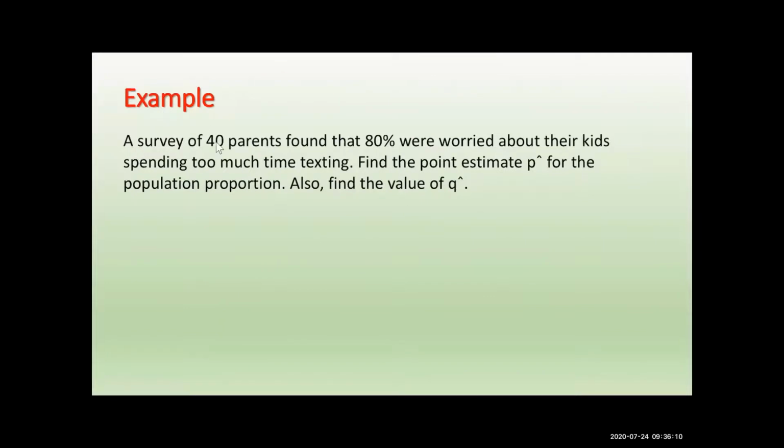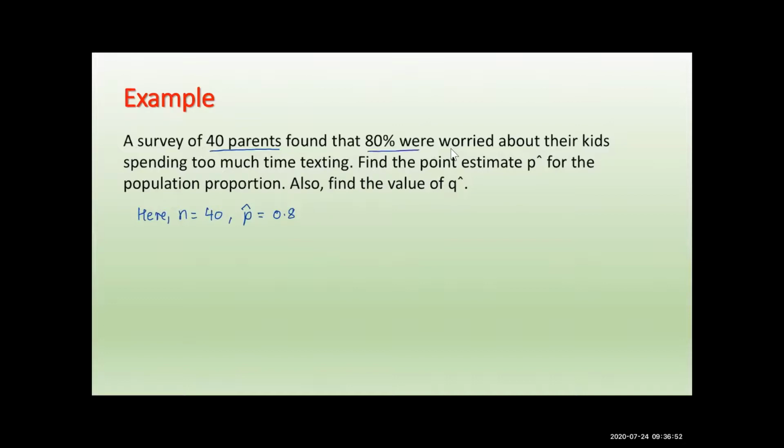Example, a survey of 40 parents found that 80% were worried about their kids spending too much time texting. So here, let's see what is given. We are studying 40 parents. So n equal to 40, that's my sample size. By studying 40 parents, you found that 80% were worried about their kids spending too much time on texting. So this is the proportion, P hat. P hat is equal to 80% or 0.8. So that is your P hat.